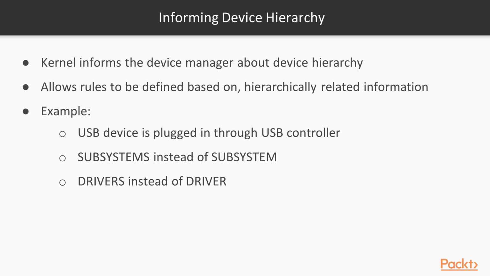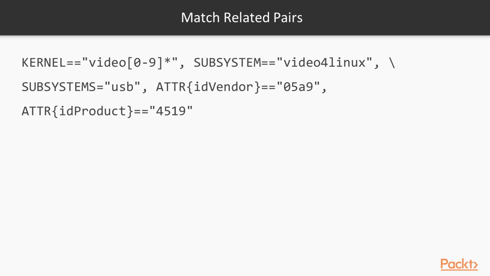The Linux kernel will also inform the device manager about the device hierarchy. This allows rules to be defined based on, for instance, the USB controller through which a USB device is plugged in. Hierarchically related information is provided through key or value pairs, whose key is defined in plural form, SUBSYSTEMS instead of SUBSYSTEM, DRIVERS instead of DRIVER, and so on. For instance, to match a particular USB webcam, the match-related pairs could look like this one.